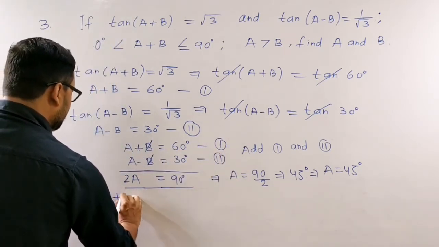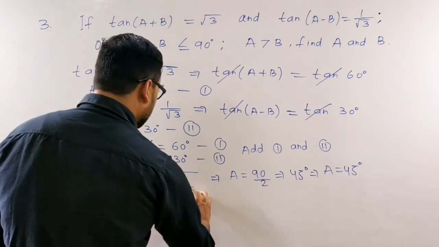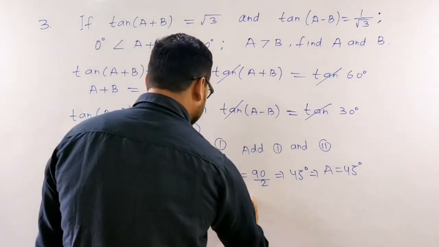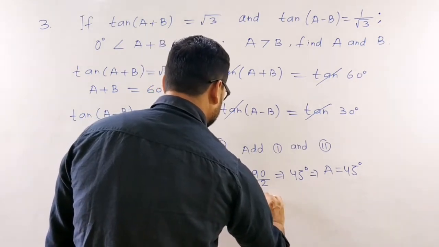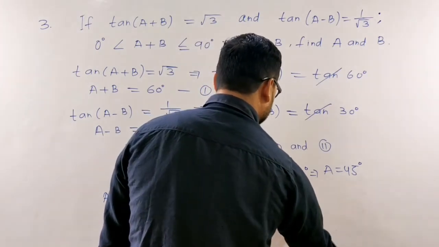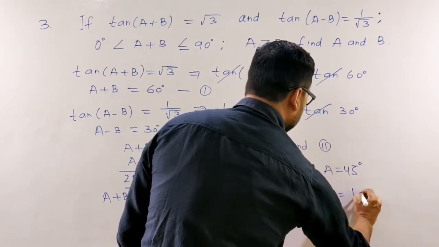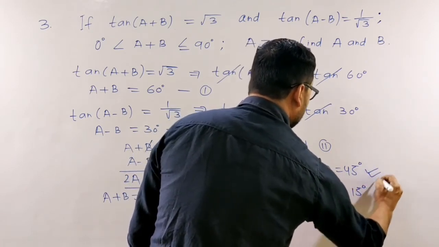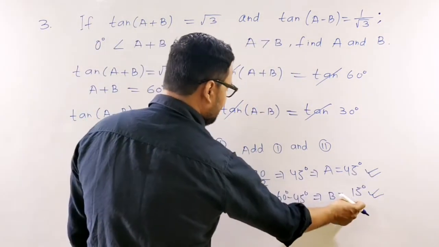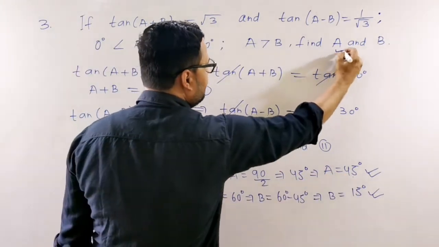So A plus B equals 60, and we got A as 45. Then 45 degree plus B equals 60. Then B equals 60 degree minus 45 degree. So we got B as 15 degree. Now A is 45 and B is 15. 45 plus 15, A plus B is 60, and 45 minus 15 is 30. So we got the value of A as 45 and B as 15.